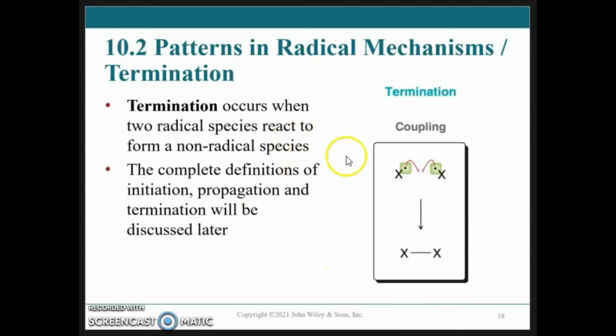And then in a termination step, there is a net decrease. So it's the opposite of the initiation. We go from two radical species to form a non-radical species. Remember the change in the number of radicals as part of defining what an initiation, propagation, and termination step will be, and we'll discuss that coming up in a few more slides.